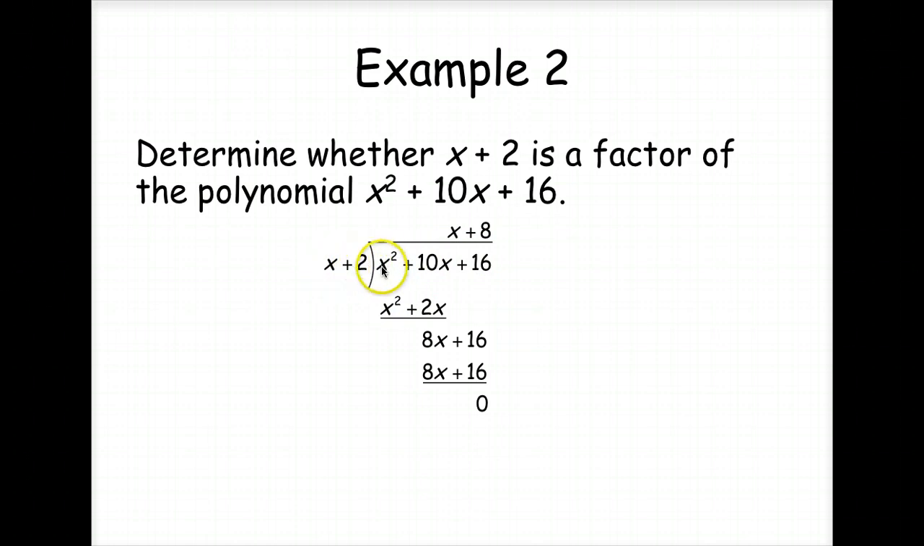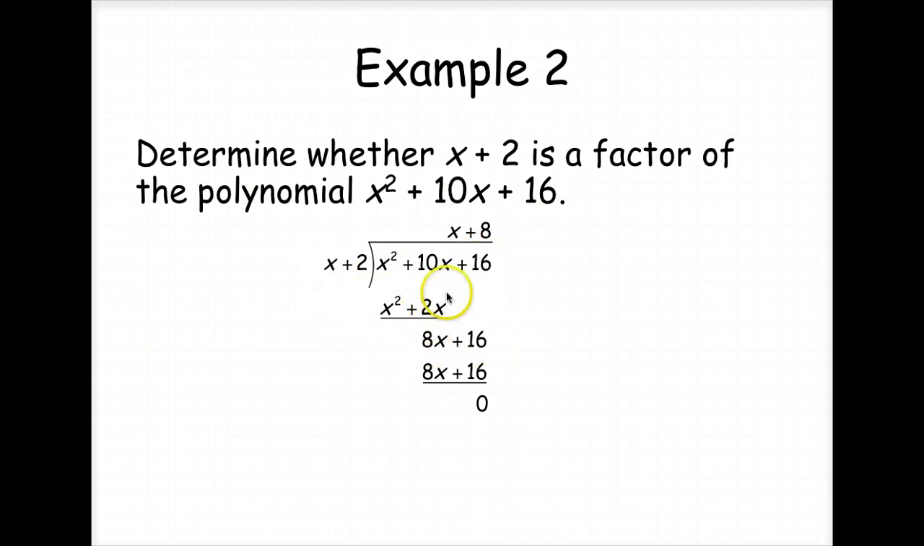So x goes into x squared x times. X times x is x squared. X times 2 is 2x. Subtract this one from above. That's going to leave me 8x. Bring down my next term.